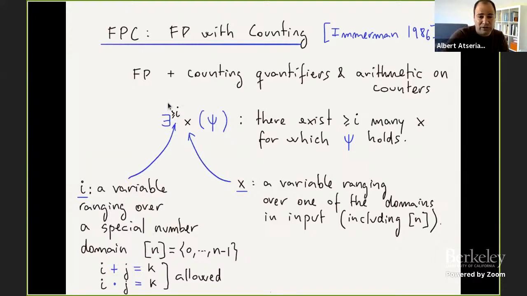In particular, he said, let's use counting quantifiers of this type, where you say there are at least i elements x that satisfy psi, but now i is a variable that ranges over some special number domain, which we assume is given in the input, and we allow some arithmetic on this number domain. The whole point is that this number domain and the other domain, the domain of actual structures, are only connected through these quantifiers. So there is no way to order the elements in the given structure by the order that you have in this arithmetic, because there is no way to connect them one with the other. You don't have a bijection between them.